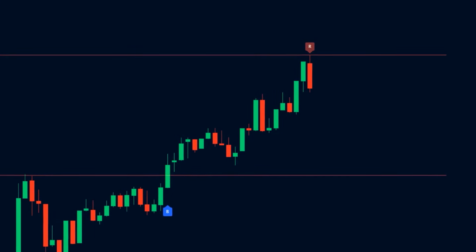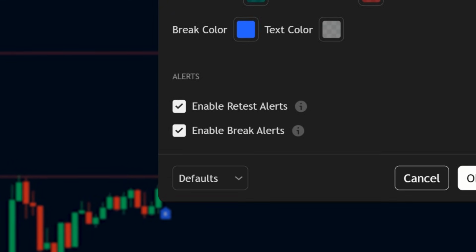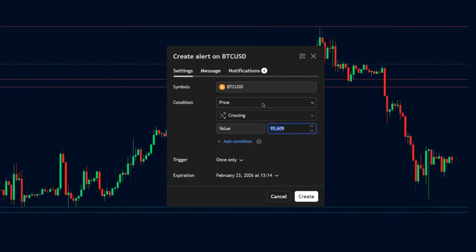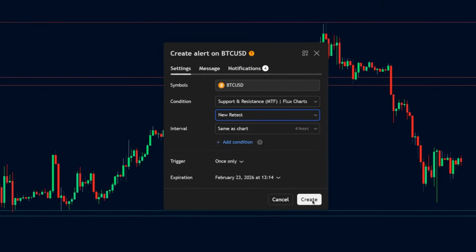And to ensure you never miss a valid setup, you can set up alerts for breaks and retests. Just scroll to the bottom of the indicator settings, enable the alerts you want to receive, and then create an alert through TradingView. Click the alert button, select the indicator as the condition, choose any alert, and create your alert.